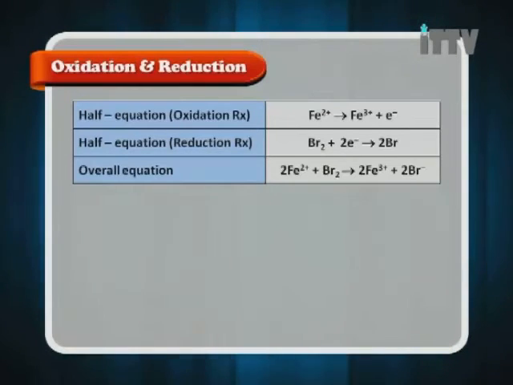So let's look at the chemical reaction that has happened. Basically, the oxidation half equation would be iron 2 has been oxidized to iron 3. Whereas for the half equation for reduction reaction, bromine has gained 2 electrons to produce bromide ions. And the overall equation, upon addition of the oxidation and reduction half equations, would be 2 iron 2 plus reacts with 1 bromine molecule to produce 2 moles of iron 3 plus as well as 2 bromide ions.